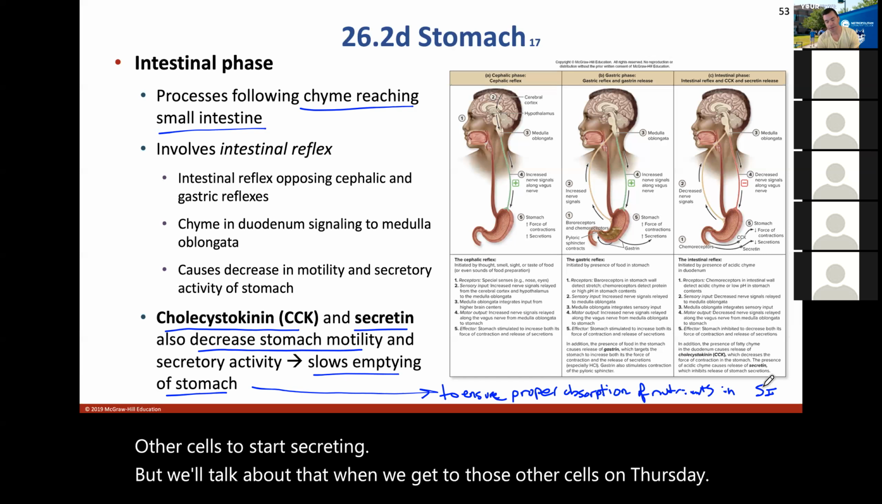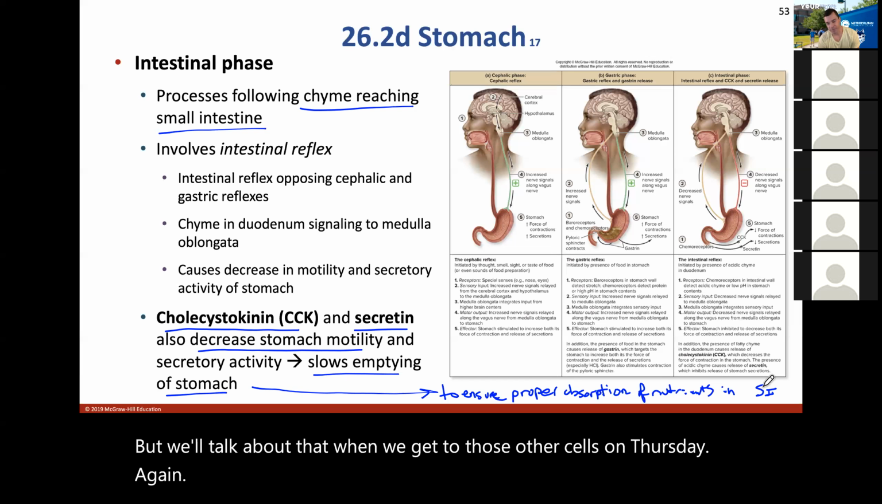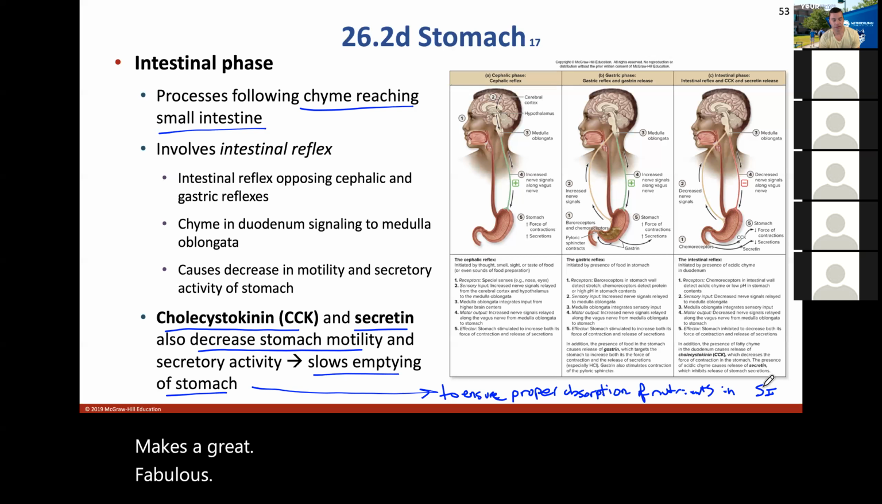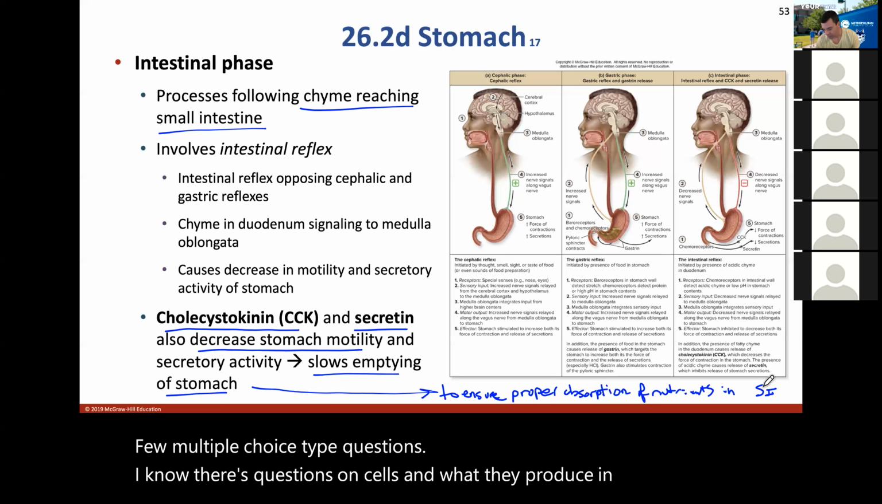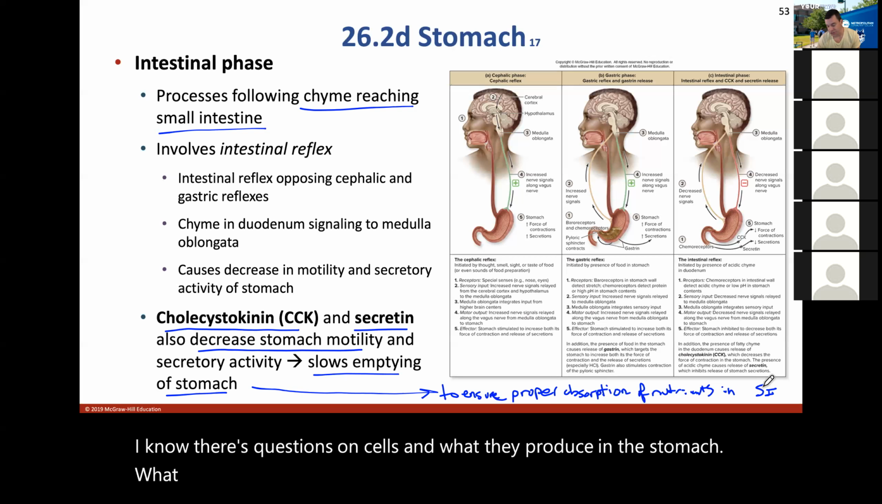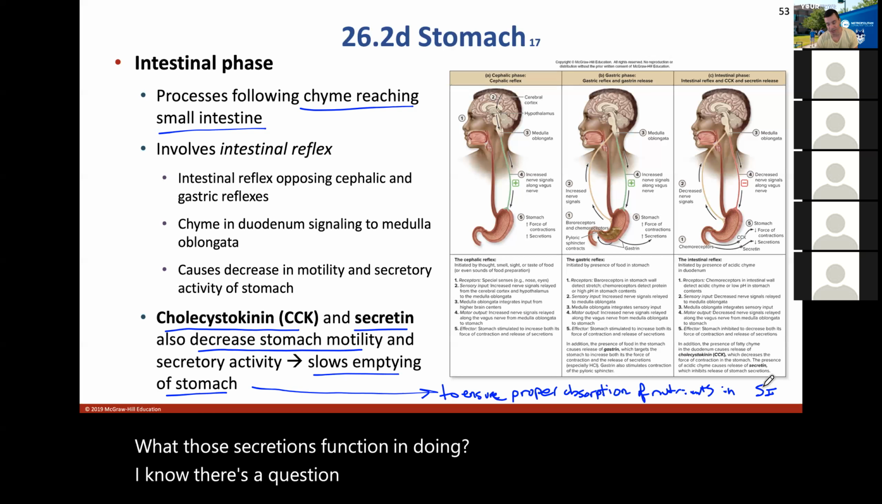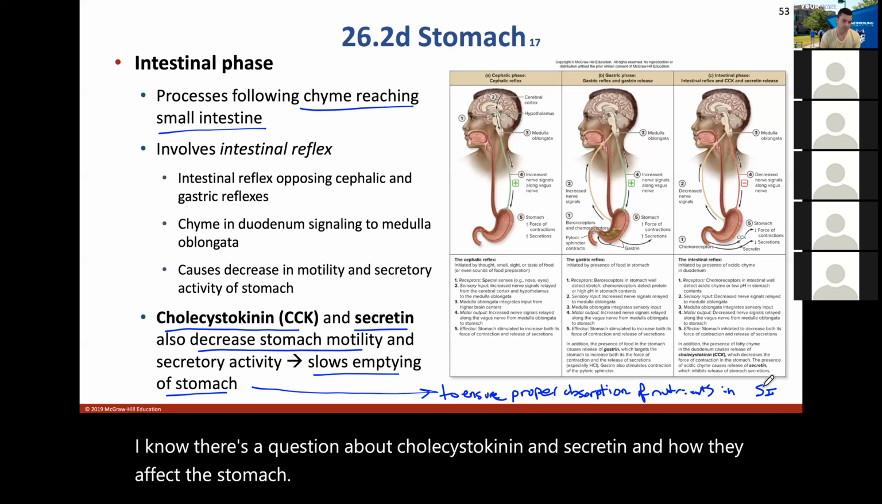Again, this makes a fabulous few multiple choice type questions. I know there's questions on cells and what they produce in the stomach, what those secretions function in doing. I know there's a question about cholecystokinin and secretin and how they affect the stomach. I do know that those are on there.